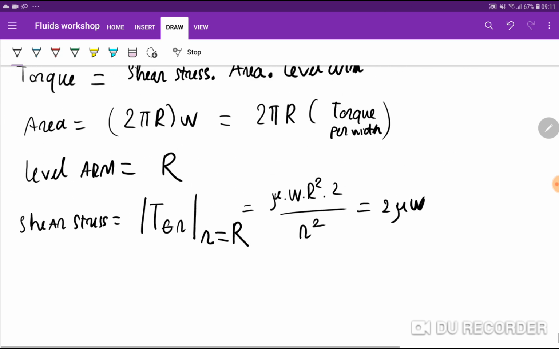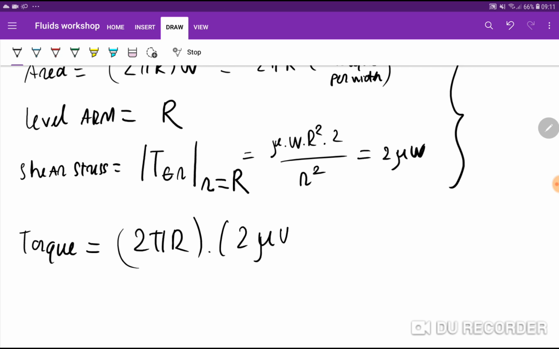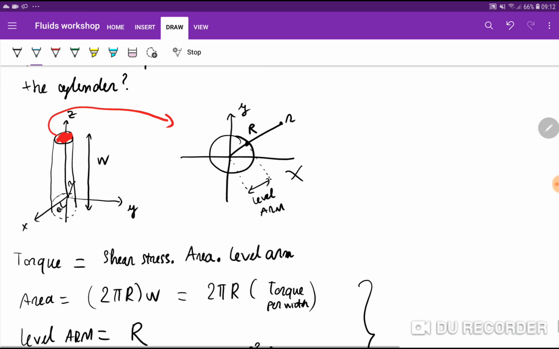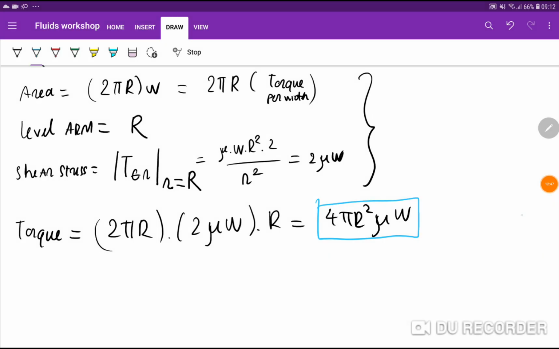So if you multiply all these together, you get the torque equal to 2 pi R times 2 mu omega, then times R. So it will get you 4 pi R squared mu omega. And that is your final answer. That's the definition of torque: you have the shear stress, the level arm, and the area, but this area is the area per width. So that's all you need to be careful of. This is our final answer. Thank you everyone for your attention, and I'll see you in the next video.